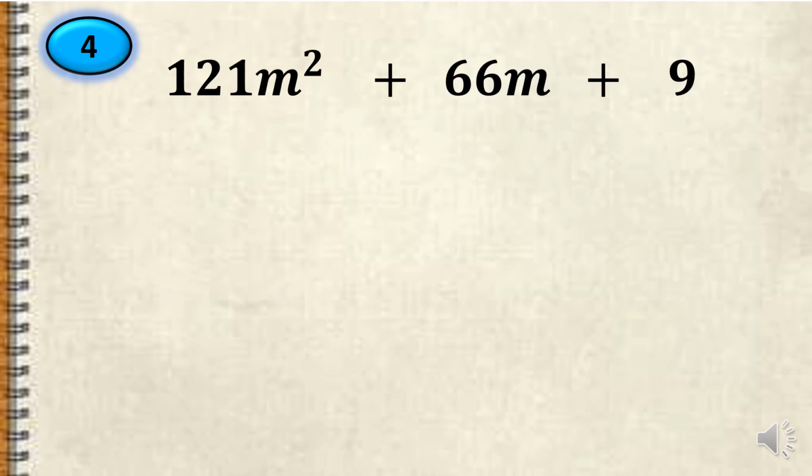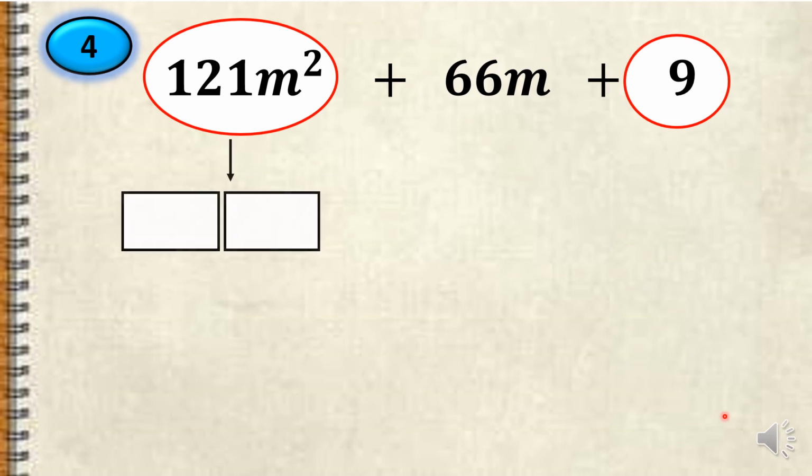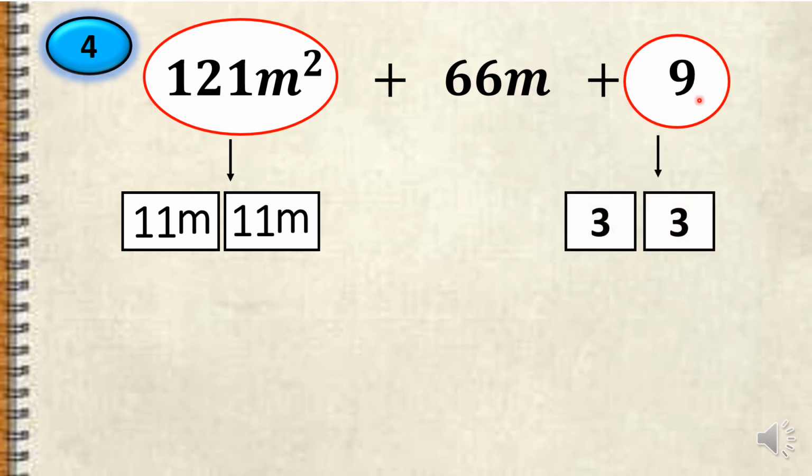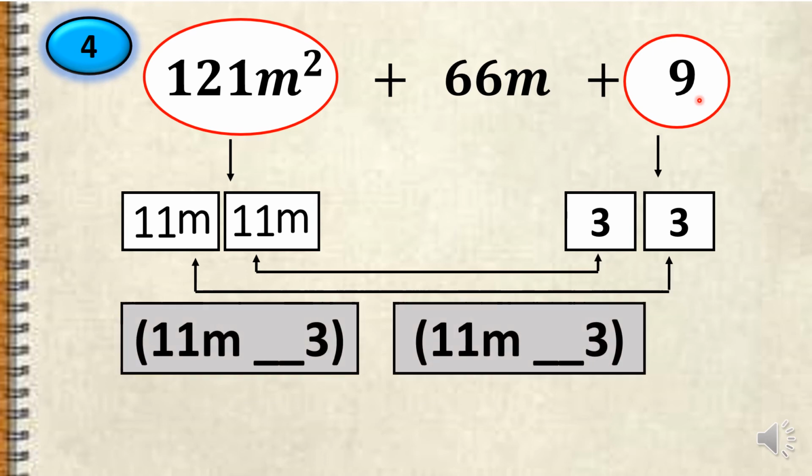Okay, so example number 4, you have 121m raised to 2 plus 66m plus 9. So same process, check for our first and last term. After checking if they are perfect square numbers, factor them. So 121 is 11 times 11. Then for m squared, that is m times m. Then for 9, the square root of 9, or a number multiplied by itself, you have 3. So you have 3 times 3. Then pair them. So you have 11m, 3 and 11m, 3.